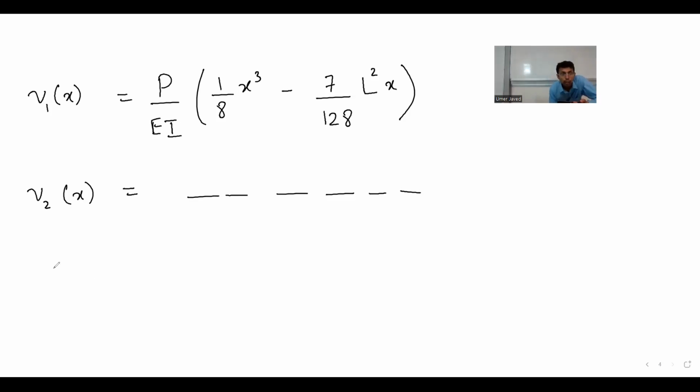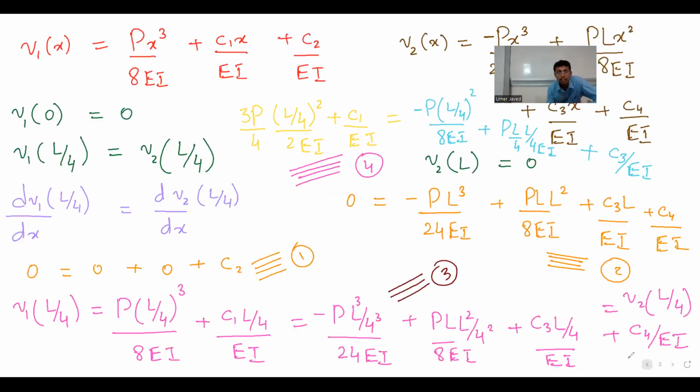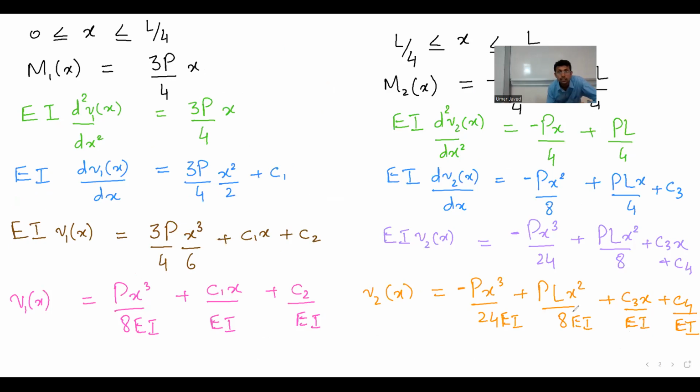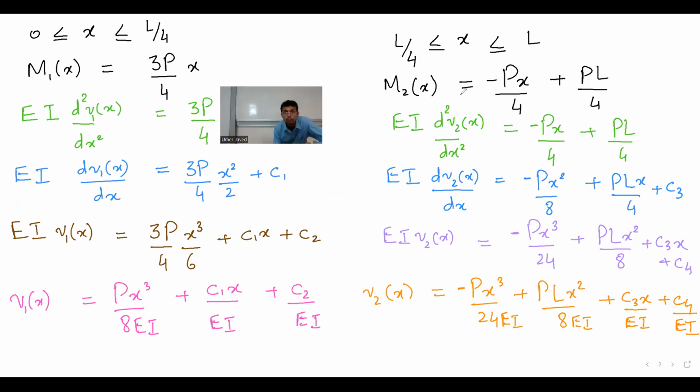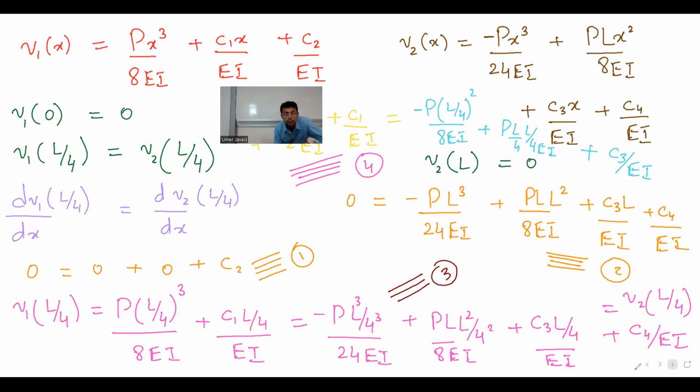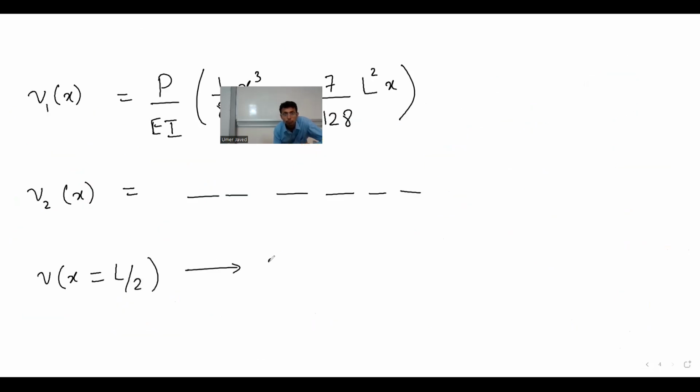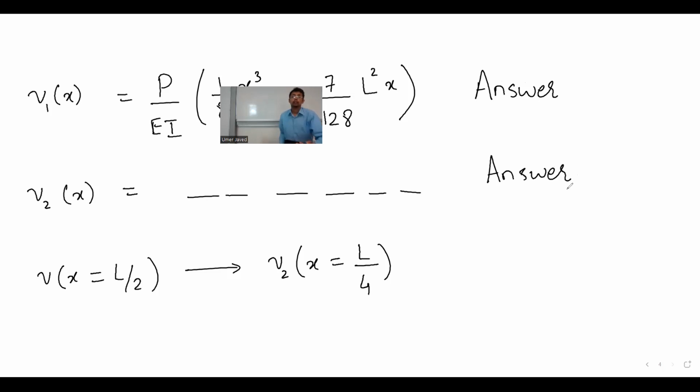Now, if I want to ask you, give me the deflection at L by 2. Any student who can tell us how would we find it? We will go back and we will say that we will have to use the V2. So you will say, this means you are talking about V2 at x equal to L by 4. Answer, I don't know, I haven't found it. Find the constants.